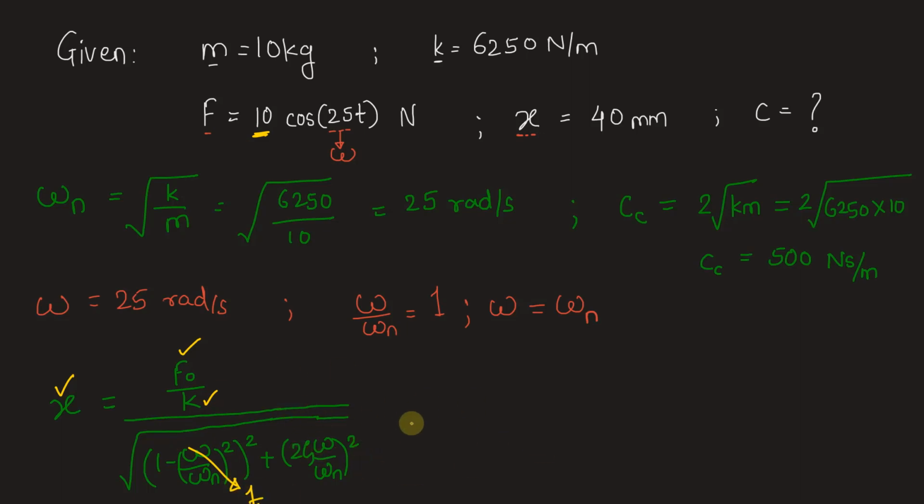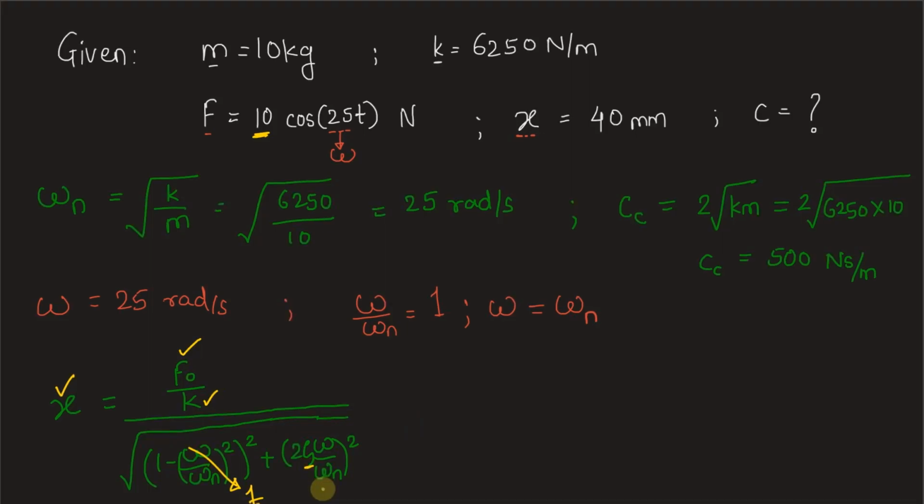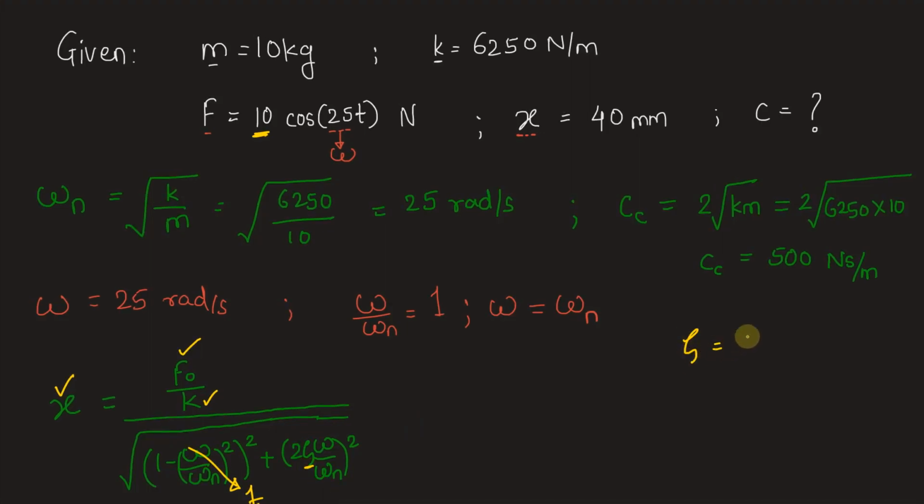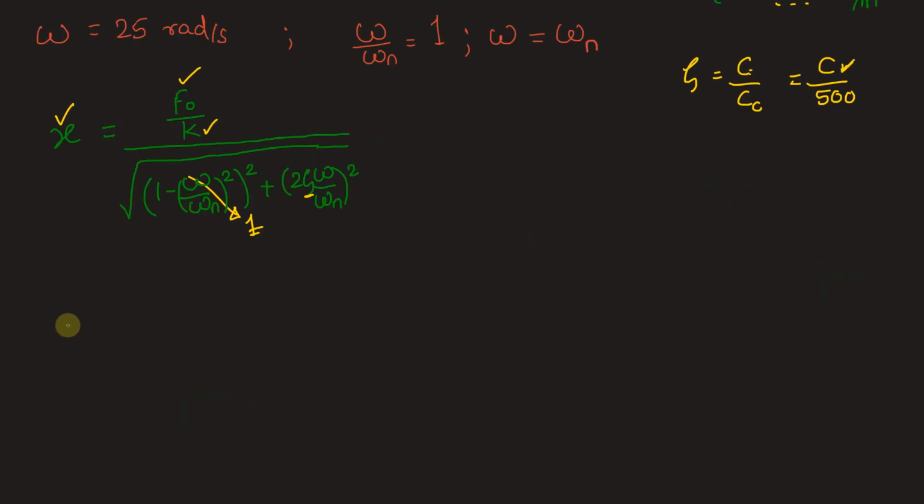So by substituting these values and taking damping ratio zeta C by Cc, that is damping ratio is C, damping constant of the system by critical damping constant, which will be C by 500. Cc we already found out as 500. Let's substitute all these values and find the value of C finally. Therefore, we have 40 mm, that is 40 into 10 to the power minus 3 meter is equal to 10 Newton divided by 6250 upon.